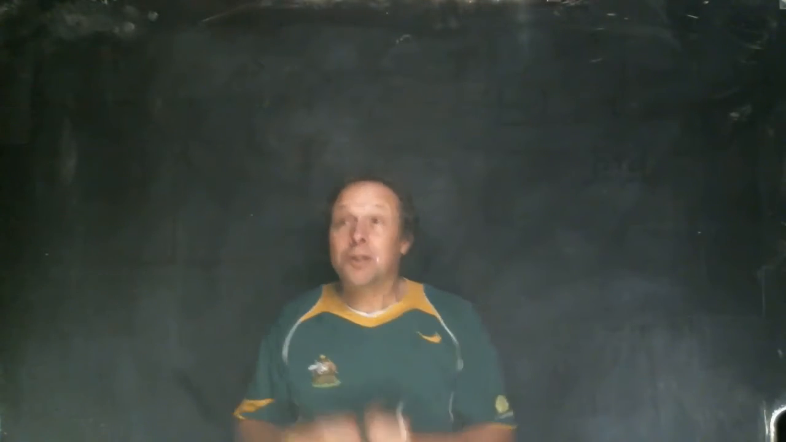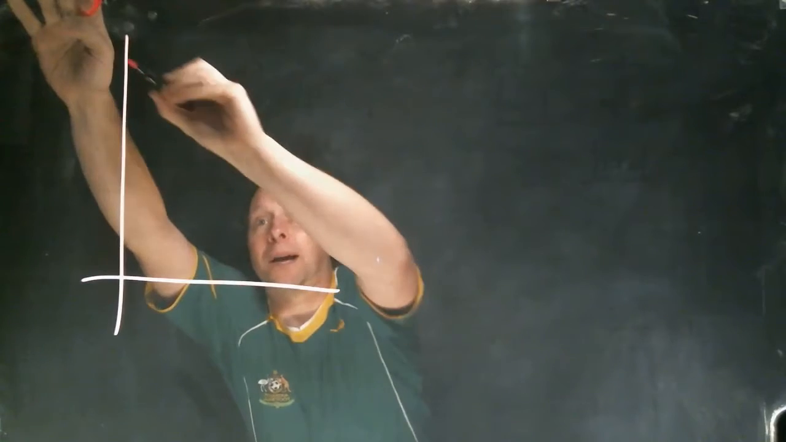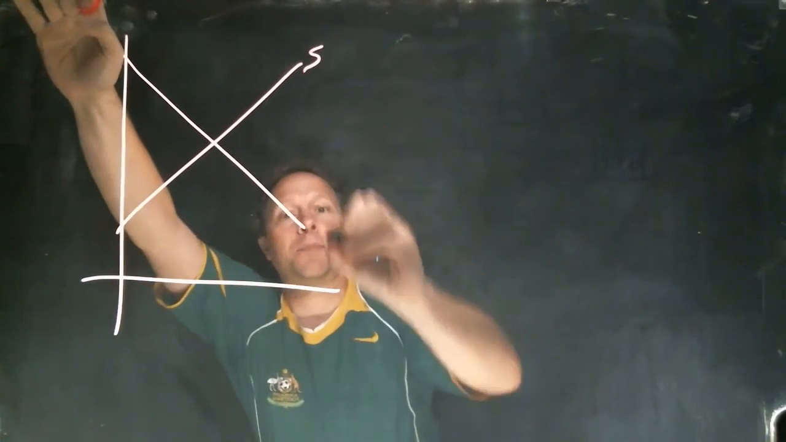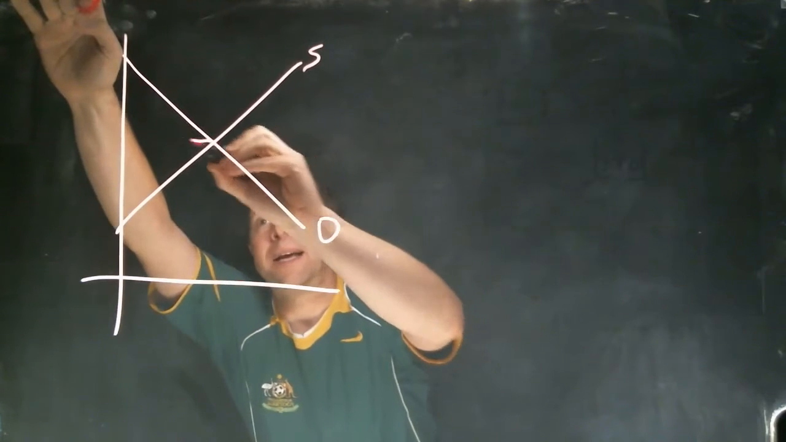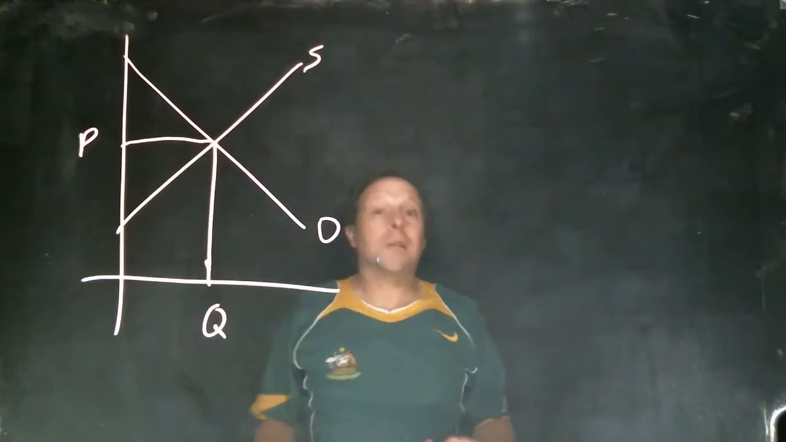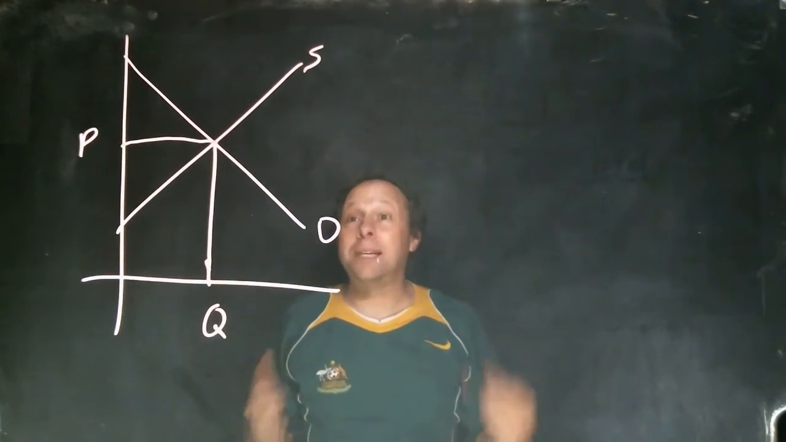So in this video, we're going to look at the welfare effects of a subsidy. So let's start out with a simple graph, like usual, of supply and demand. And here's the supply, here's the demand, here's the equilibrium price, and here's the equilibrium quantity. So let's imagine we're going to put a subsidy on a good.